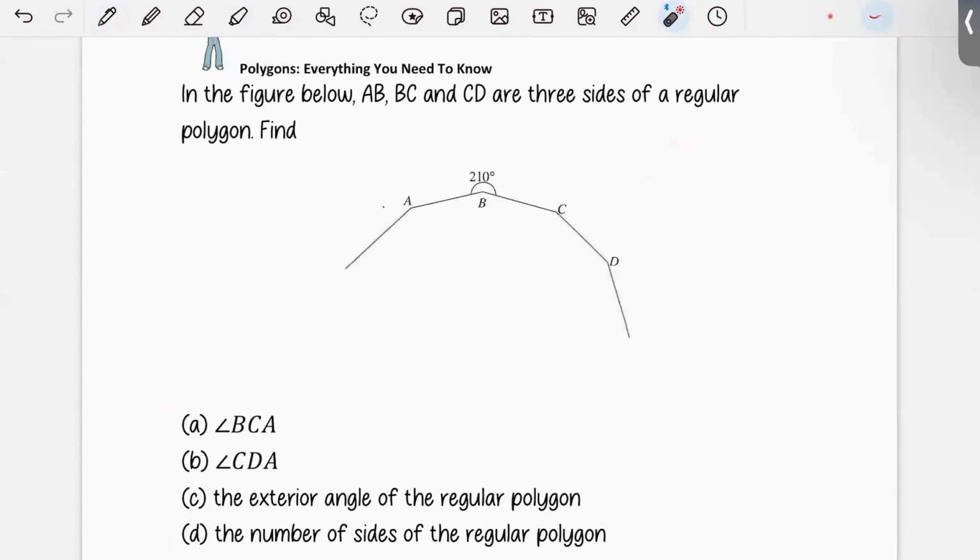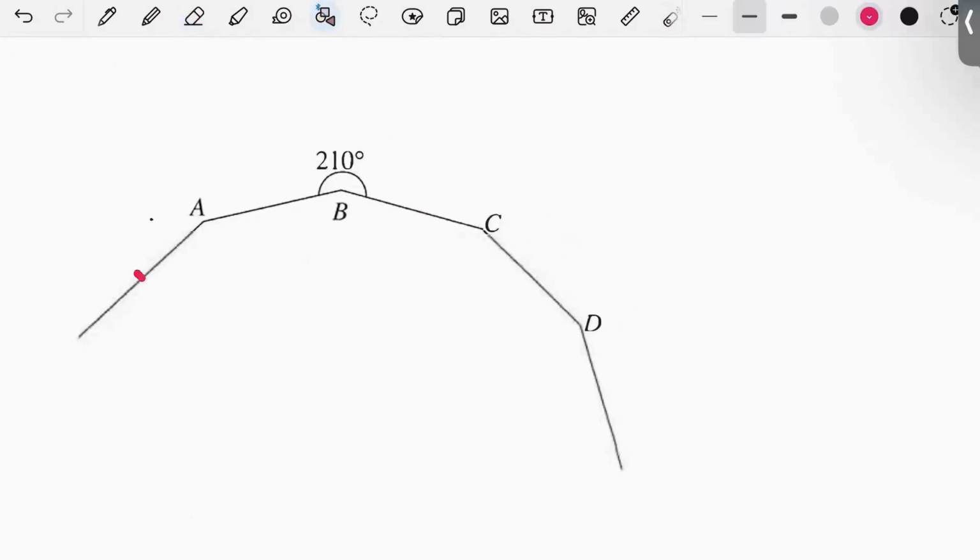So we have ABC, AB, BC, CD. They are 3 sides of a regular polygon. Help me to highlight the word regular. Regular means all these lines are equal. Why do I need to know it? Because sometimes if I close it up like that, I get an isosceles triangle, right? So regular polygon, so go and label nicely. Like that, like that, like that.